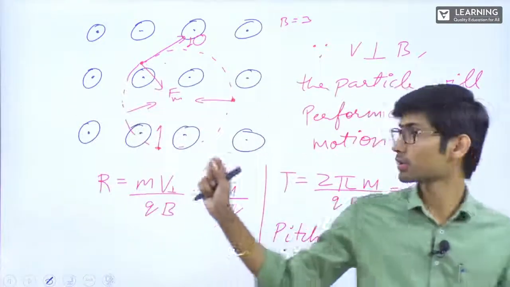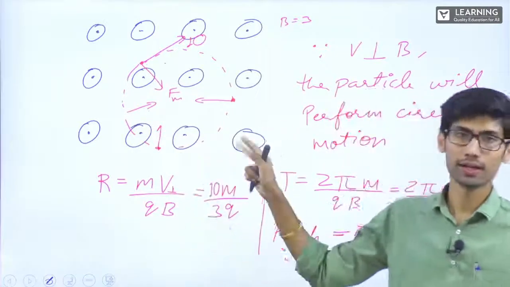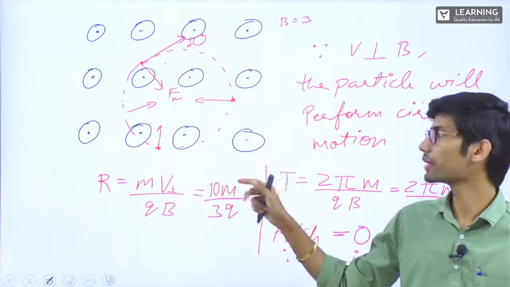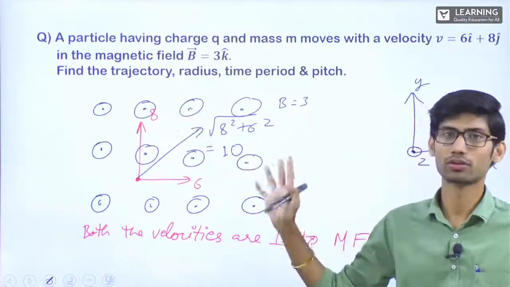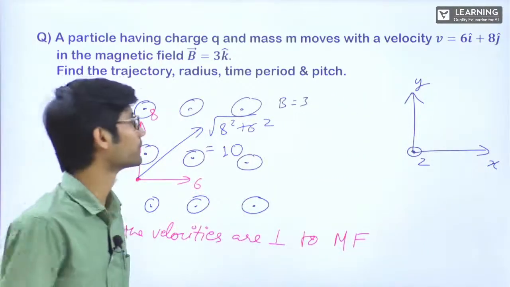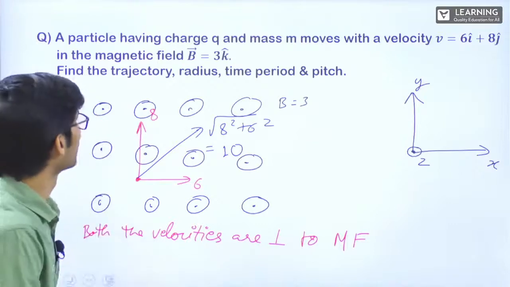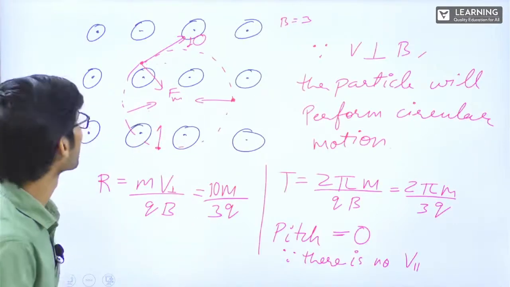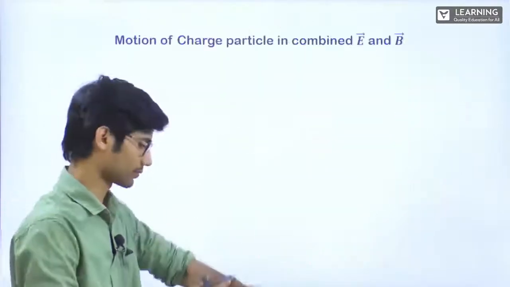So whenever you get a question, always see the angle between V and B. Do not get confused that, oh, this is perpendicular, this is horizontal. Velocity you have to see with respect to B. Done? Understood? Let's go further.